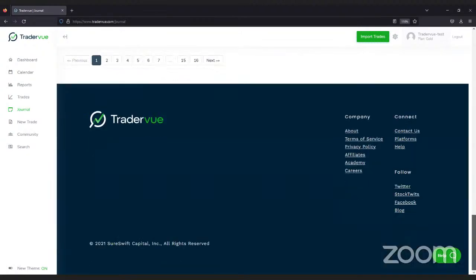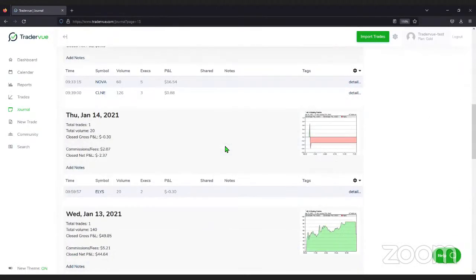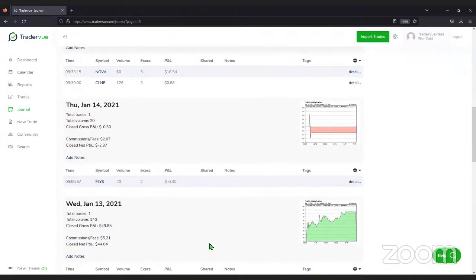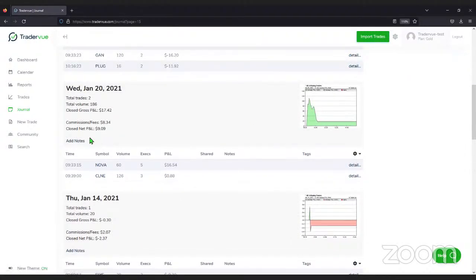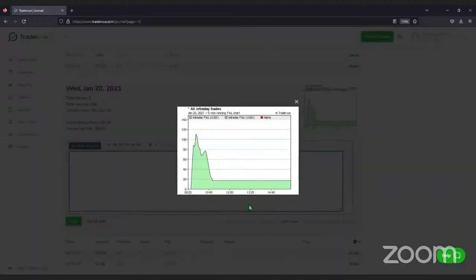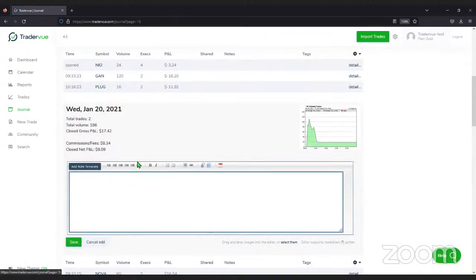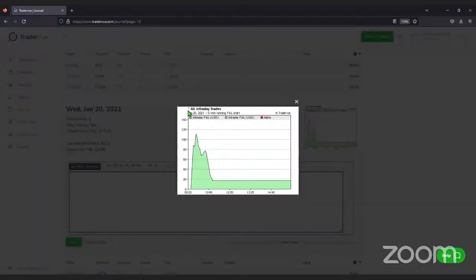Let me see if I can get a better example. Well, okay, let me actually use this one. Let me explain a little bit about this. If you're an intraday trader, you're more likely to see this each and every day, and you can see all intraday trades. It's basically a 5-minute running P&L chart, and it tells you how your P&L fluctuated throughout the day.